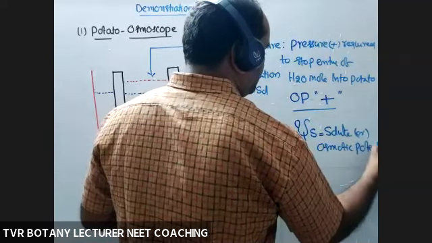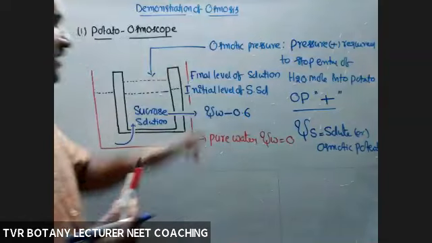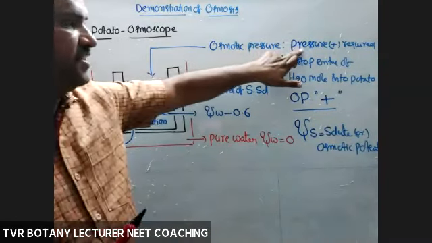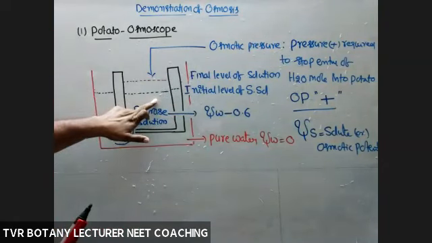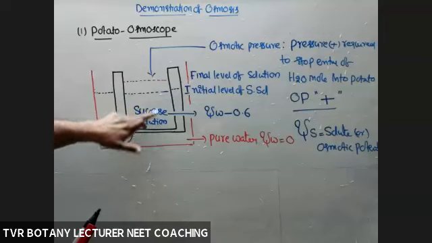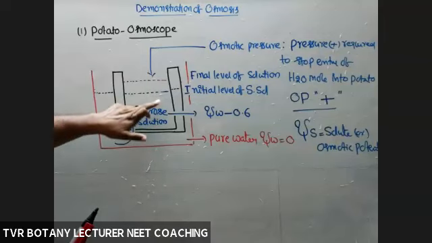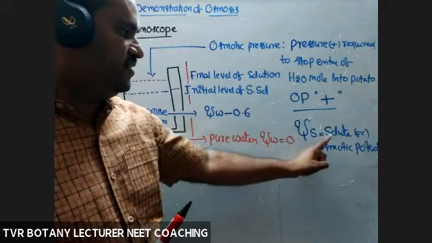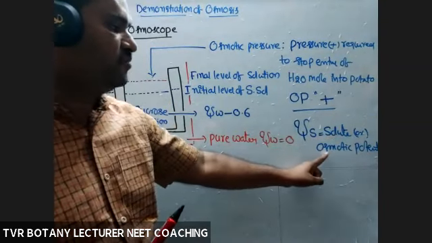Osmotic potential. See the difference. This one is osmotic pressure. What is osmotic pressure? It is the pressure created within the sucrose solution, or the pressure required to stop entry of water molecules from the beaker into the sucrose solution. And what about psi S? Solute potential, or osmotic potential.